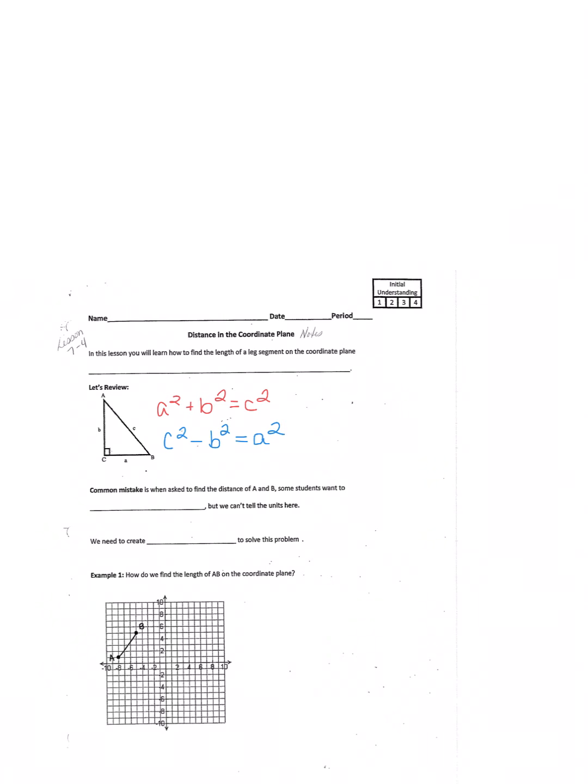Always remember that a and b are the legs. They are touching the right angle. C is your hypotenuse. That is the side opposite the right angle. And C is always the longest side.